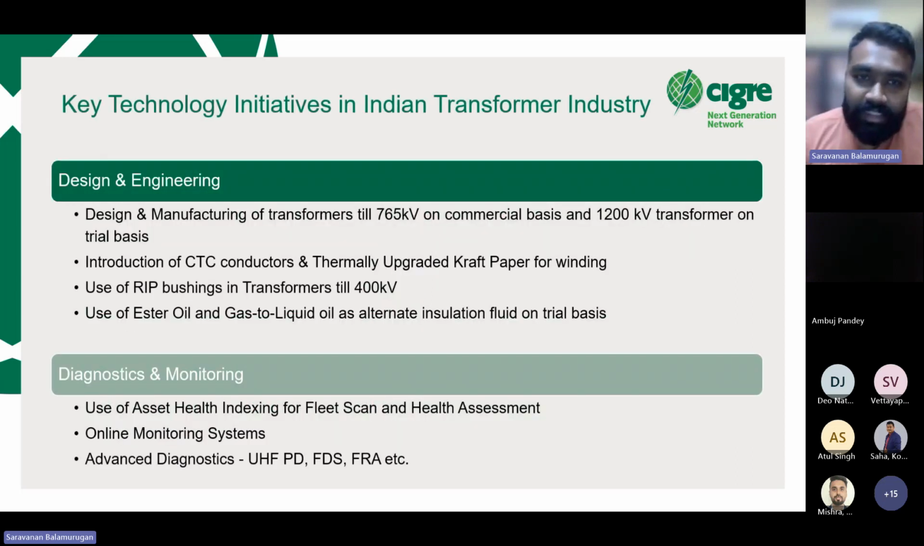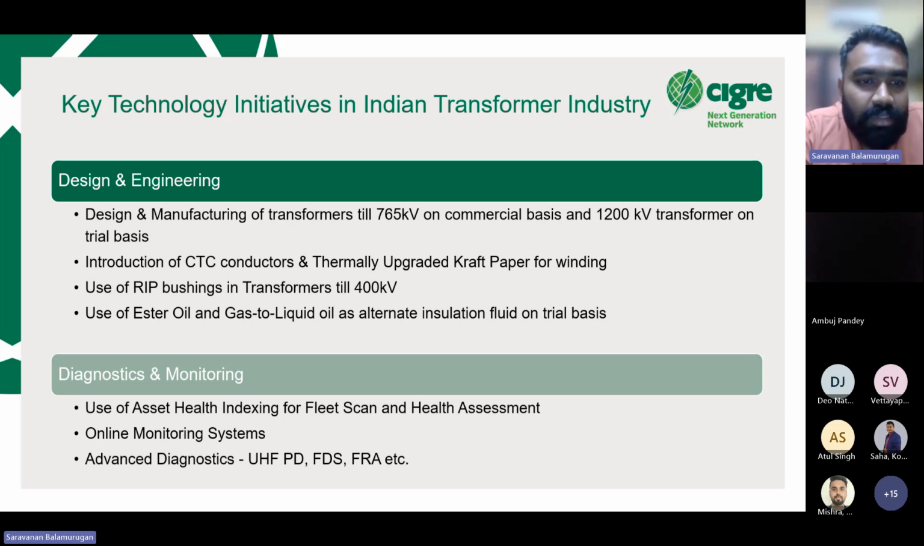So some of the recent initiatives on the technology side in the transformer industry, again split into design and engineering, would involve manufacturing up to the 765 kV level on a commercial basis, and up to 1200 kV level on a trial basis. A lot of manufacturers are introducing the use of continuously transposed conductors and also thermally upgraded kraft paper for windings to better increase efficiency and reduce losses while making them stronger at the same time. And one interesting point to note is the use of resin impregnated paper bushings in transformers up to 400 kV, thereby reducing partial discharges and tan delta values, overall improving the lifetime of the transformers, right?